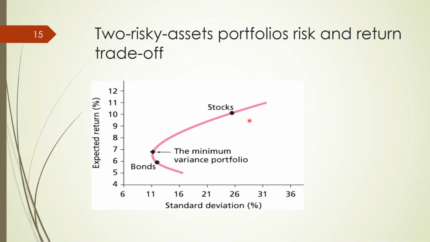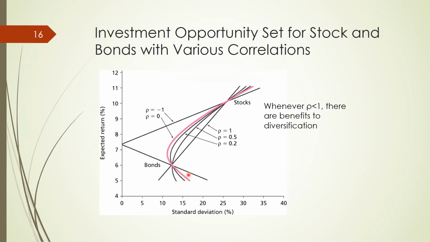So the more curvature we have in the investment opportunity set, the higher the benefit of diversification in our case. In general, this diversification effect, or the curvature of the curve, is determined by the correlation coefficient of the two assets. When the correlation coefficient is 1, we have no diversification effect or no curvature in the investment opportunity set. So that's the straight line. When we have correlation coefficient below 1, some curvature will appear, which indicates diversification effect. The lower the rho, the more curvature we have.